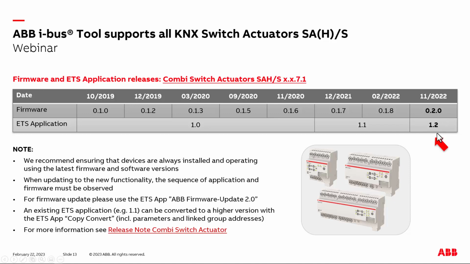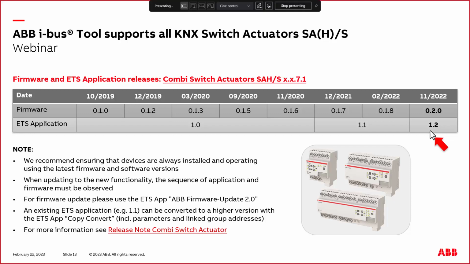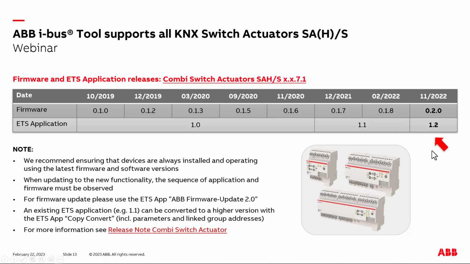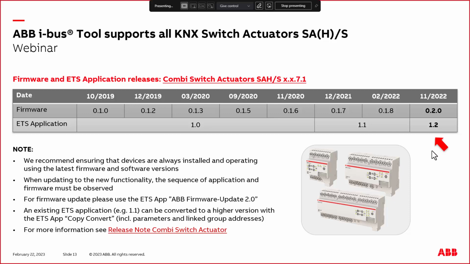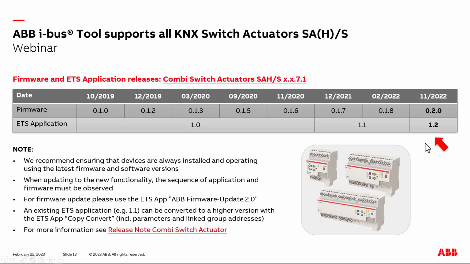So in our Combi actuator we need both versions, the firmware and the ETS application version, to have access with our ABB IBUS tool. That's why we have to make, for example, an update of the firmware and ETS application in existing installed KNX devices. However, we recommend always to have the latest firmware and also software versions in the KNX devices.